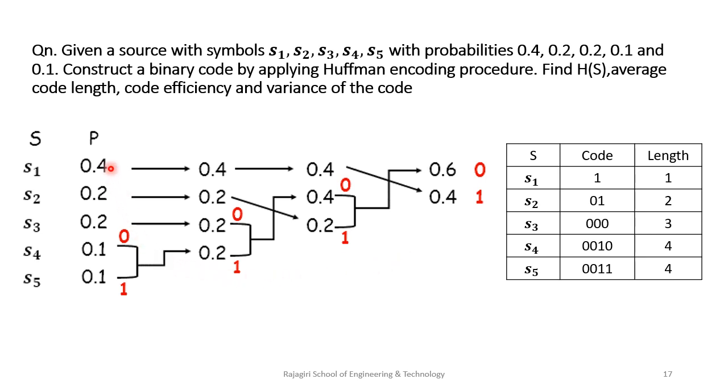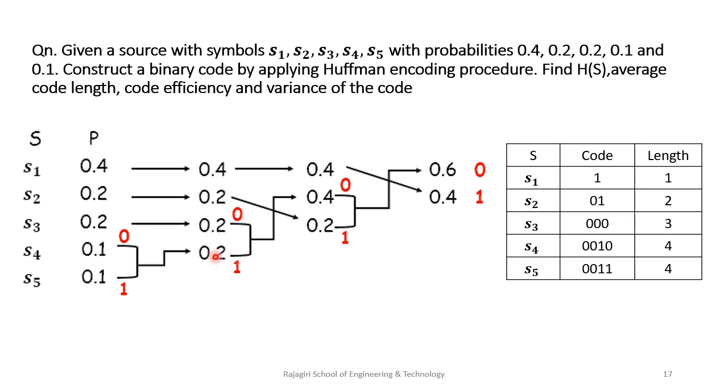The source symbols S1, S2, S3, S4 and S5 are arranged in the decreasing order of probability. Once arranged, the two symbols having least probability are assigned a 0 and a 1. These two symbols are combined to form a new symbol having a probability 0.1 plus 0.1 equals 0.2. The symbols are again arranged in the decreasing order of probability, and the symbols with least probability are assigned a 0 and a 1.